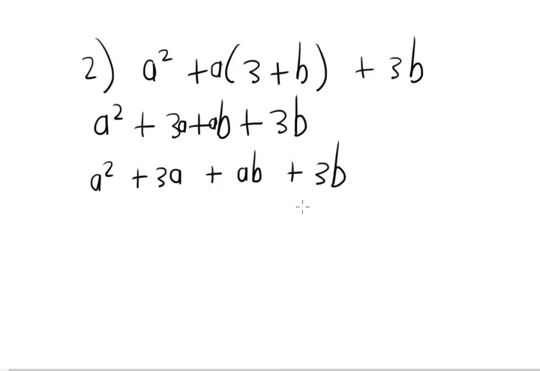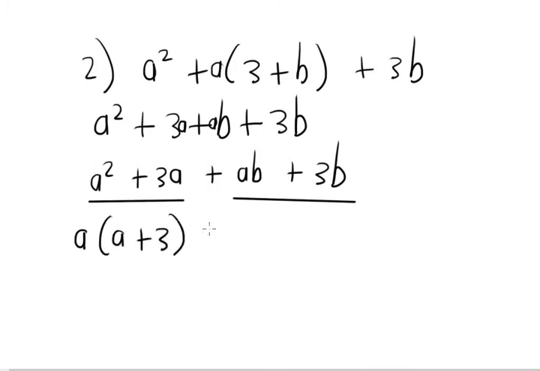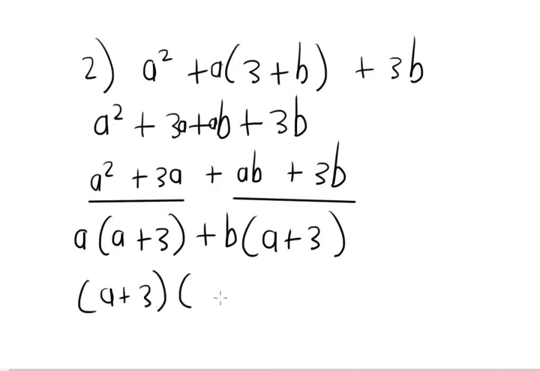So once again, I can choose to group these two together, and those two over there. So here I can take out a as a common factor, and I'm left with a plus 3, plus b as a common factor, and I'm left with a plus 3. So that works out. So my final answer is going to be a plus 3 multiplied by a plus b.